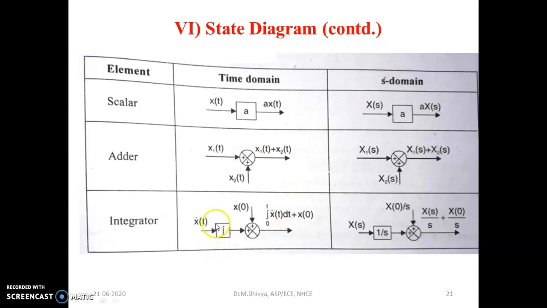Look at the figure. This is the integrator. This is the basic element. Once the input variable passes through the integrator, we get the output signal as the state variable. Along with that, we can add the initial conditions by incorporating the adder into the circuit. So this is in the time domain, and similarly in the S domain, the integrator operation is given over here.